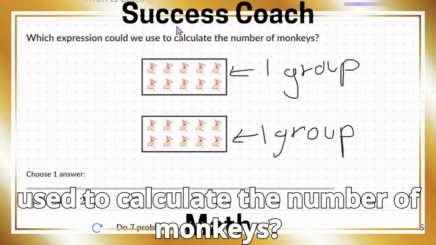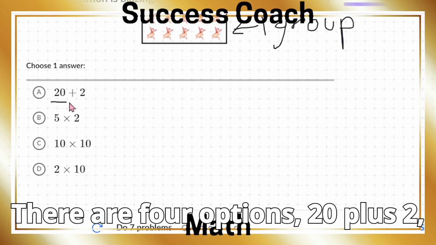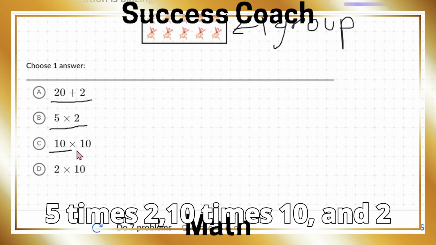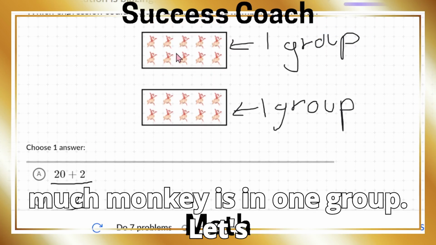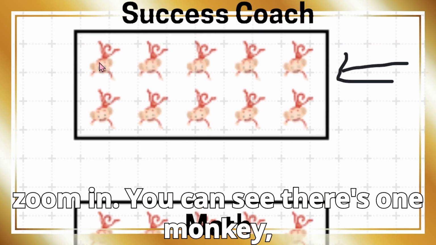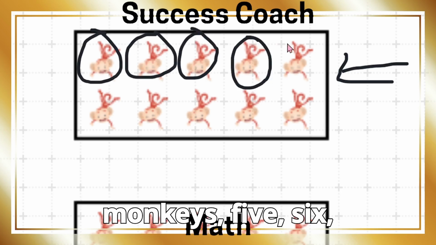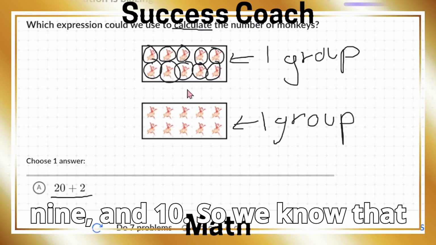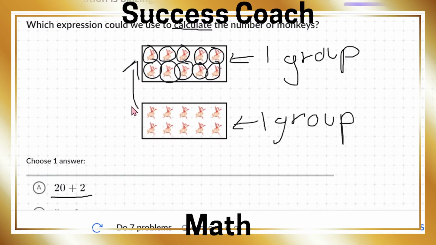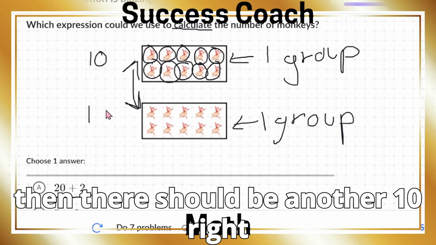Which expression could be used to calculate the number of monkeys? There are four options: 20 plus 2, 5 times 2, 10 times 10, and 2 times 10. So first we need to know how many monkeys are in one group. Let's zoom in. You can see there is one monkey, two monkeys, three monkeys, four monkeys, 5, 6, 7, 8, 9, and 10. So we know that these two groups are the same size. So if there is 10 right here, then there should be another 10 right here.